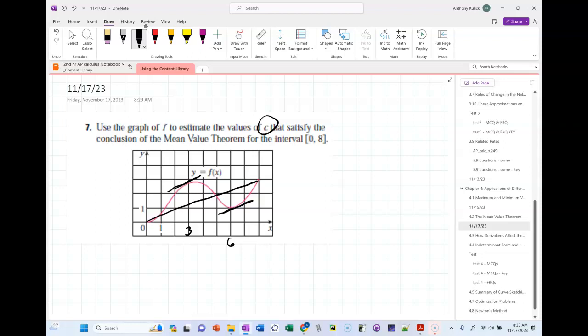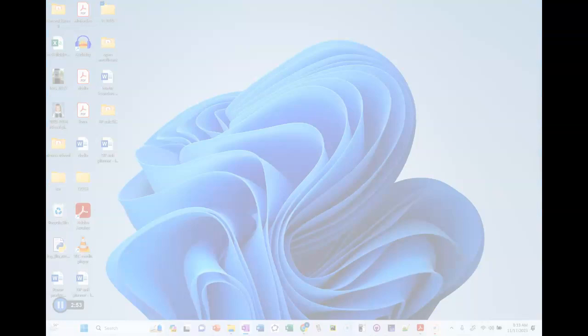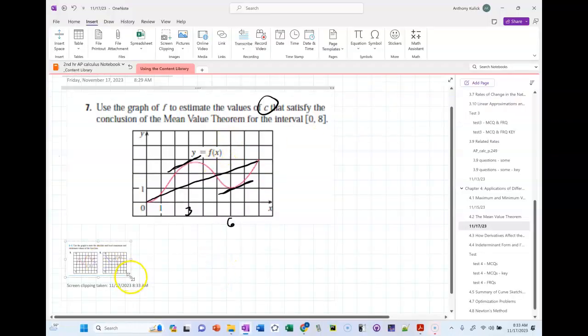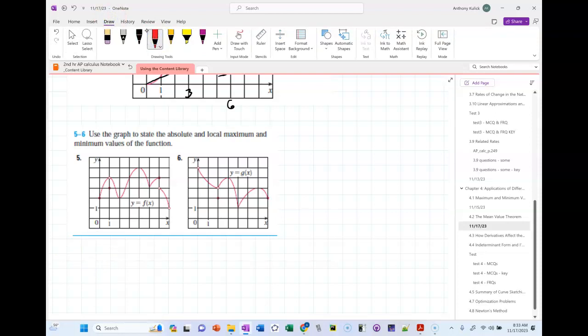What else? Could I ask you a follow-up? Sure, of course. Could you do number 5? Okay. So 4.1, number 5. Another graph one. Cool. All right, so it says state the absolute and local maximum and minimum values. So number 5, let's start with the absolutes.